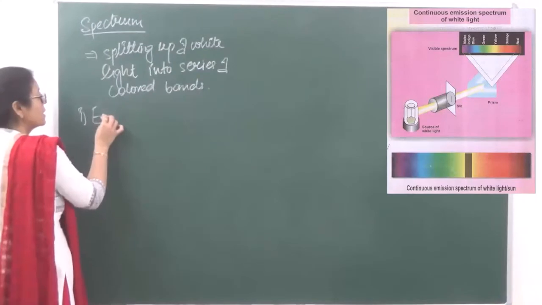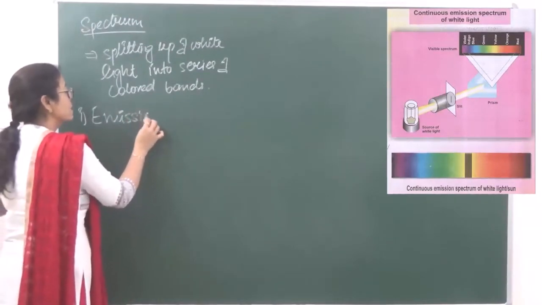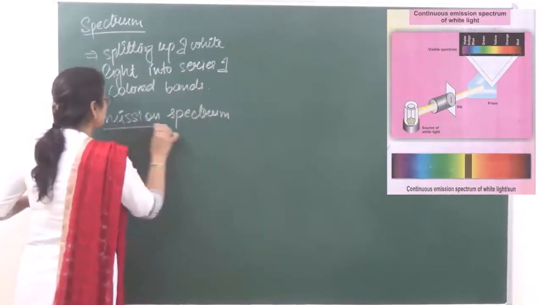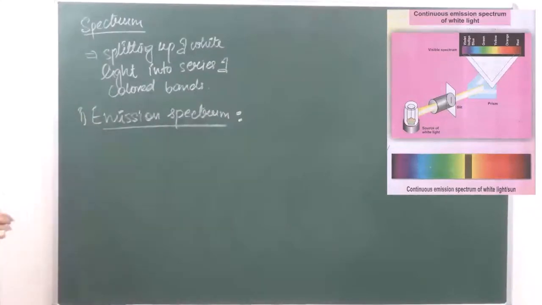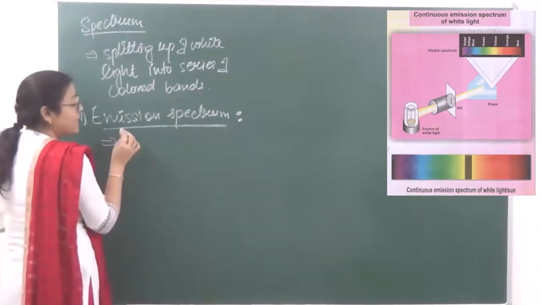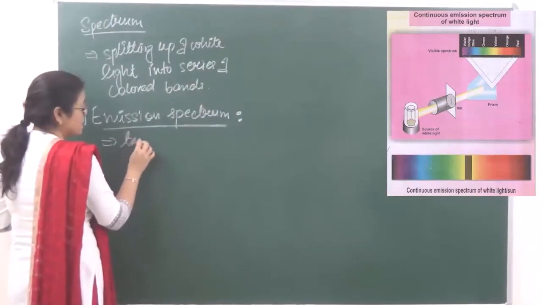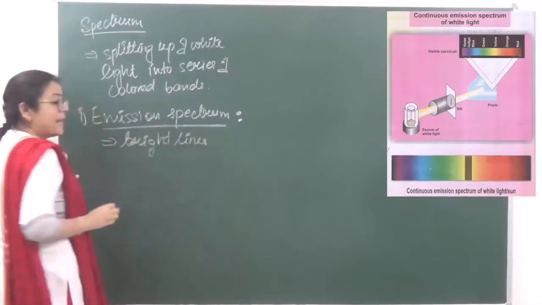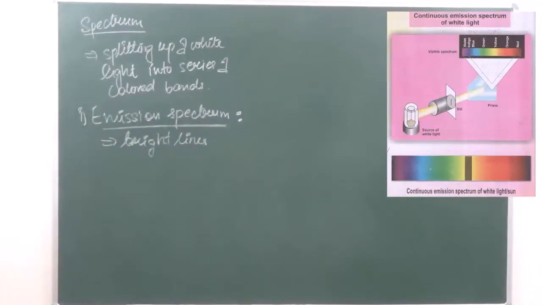The first one is known as emission spectrum. What happens in emission spectrum is that it gives us bright colored lights, or we can say it gives us bright lines, okay, and the background over here is dark. So emission spectrum is giving us bright lines on a dark background, right?